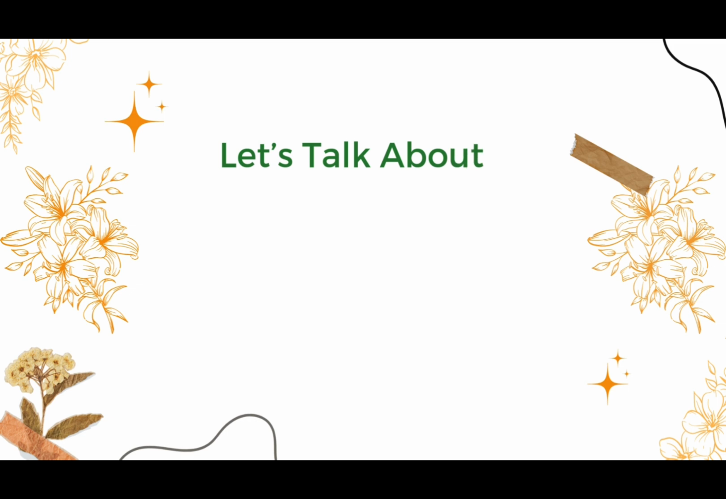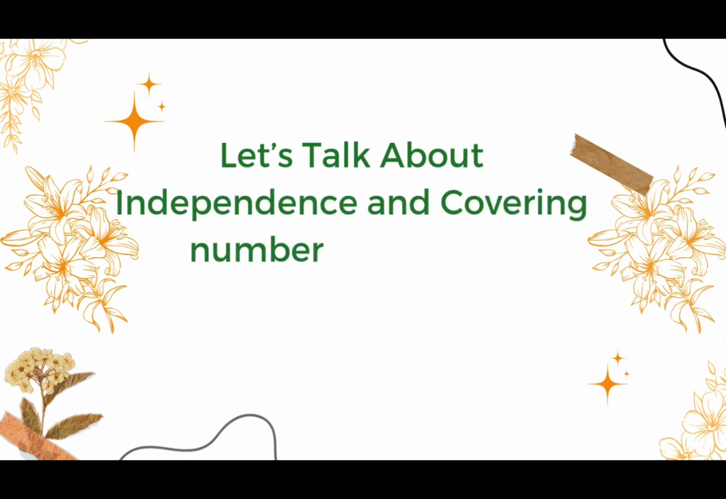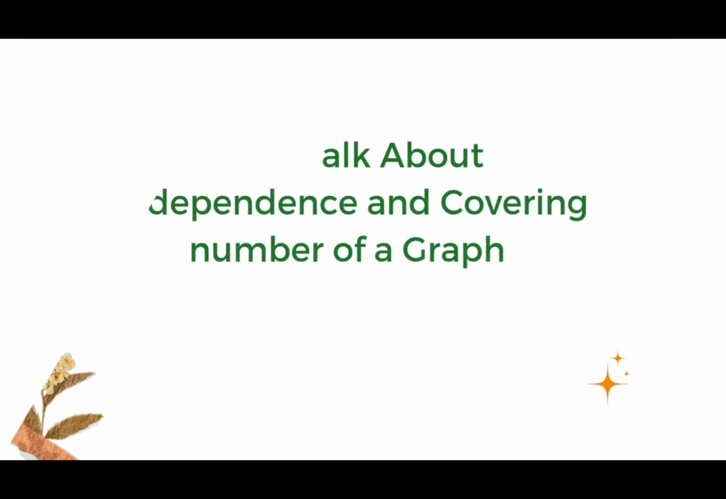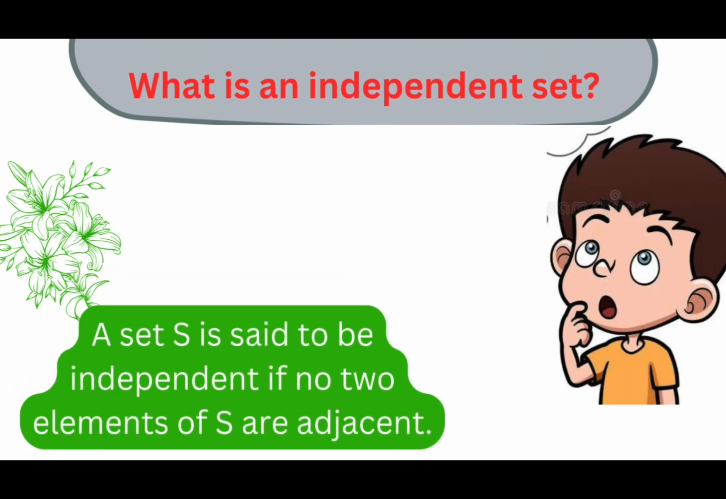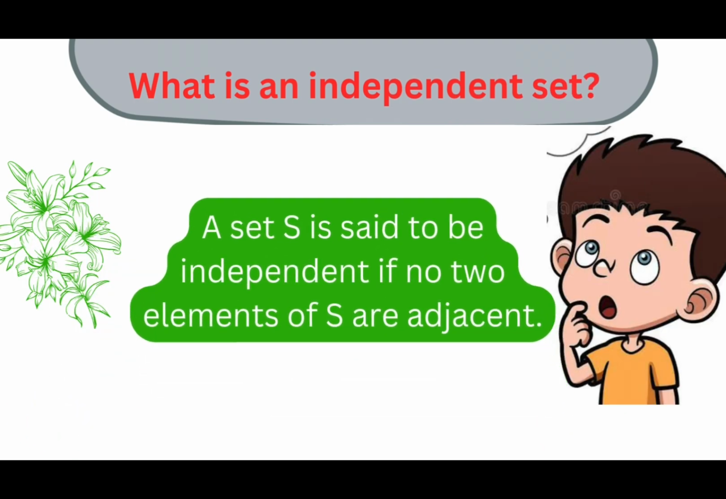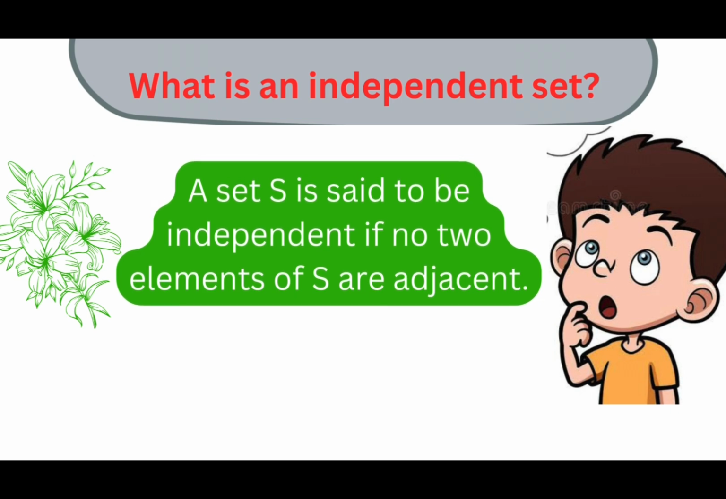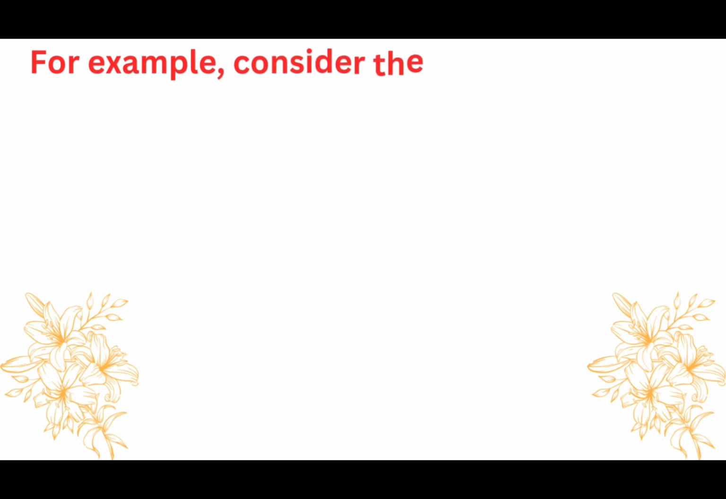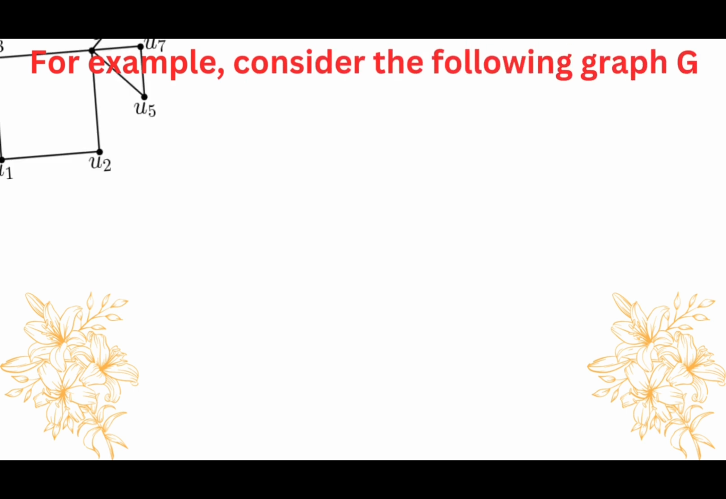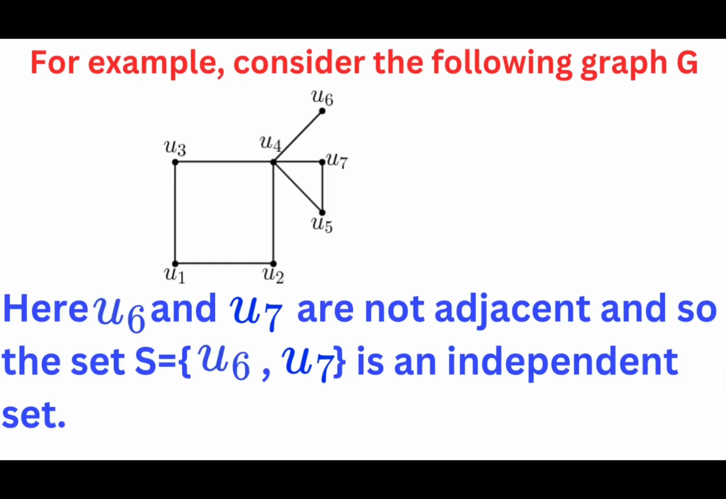Let's talk about the independence and covering number of a graph G. First of all, what is an independent set? A set capital S is said to be independent if no two elements of S are adjacent. For example, consider the following graph G. Here, U6 and U7 are not adjacent, and so the set capital S is an independent set.